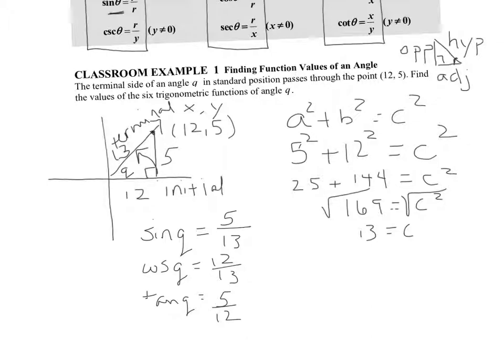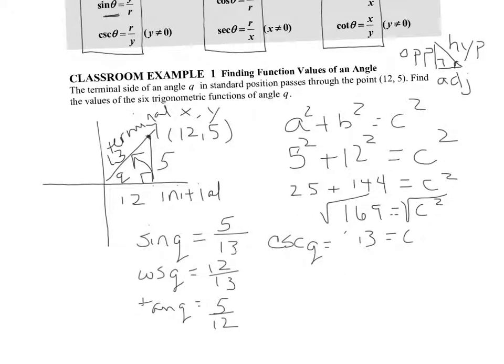Now, I hit my 3 main trig ratios. Can we do the reciprocals? Yes. All right, let's see if you can tell me. The reciprocal of sine is which one? Cosecant. Very good. So the cosecant of angle Q would be what ratio? 13 over 5. Excellent.